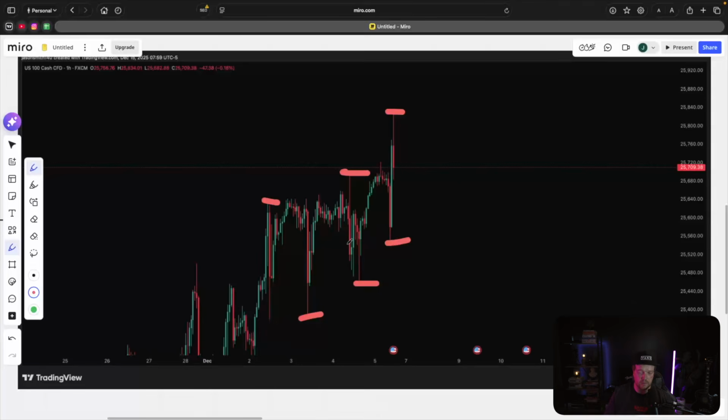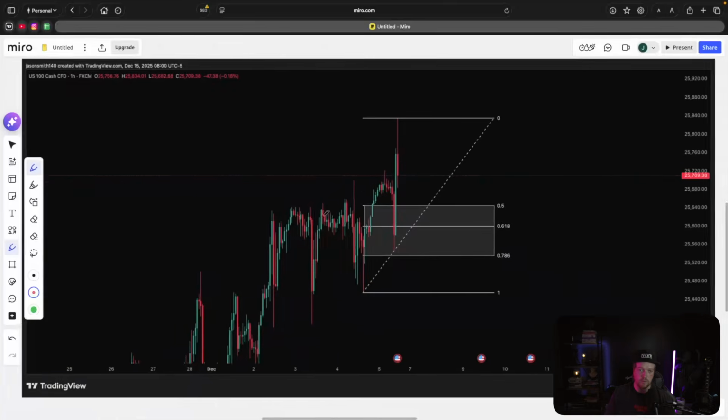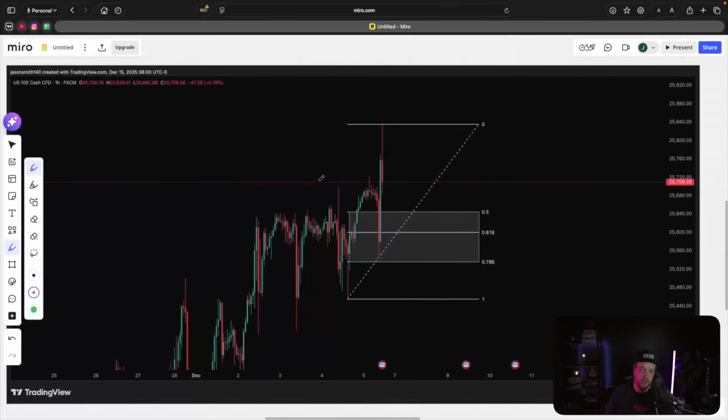This is how it looks on the market. High, low, high, low, high, low. So now what we did from the low that broke this high, right? That this high was this low right over here. So we draw our fib from this low to this high.